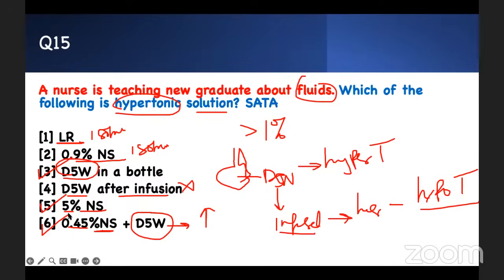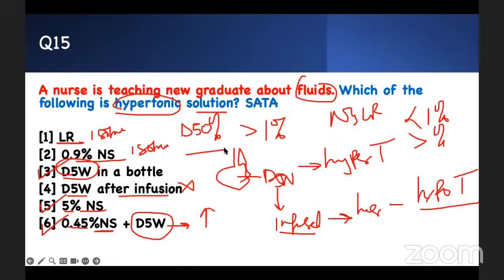The way to master them: if they say isotonic, it's just normal saline and LR. If they say hypo, it has to be less than 1%. If it's hyper, it's greater. So 5% normal saline, 3% normal saline, 10%. Then you have to deal with the D5W. If it's in the bottle, it's hyper. If it's infused, it's hypo. D50, dextrose 50%, is a hypertonic solution.